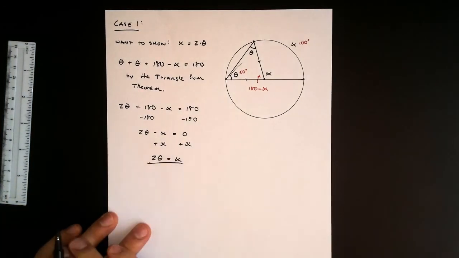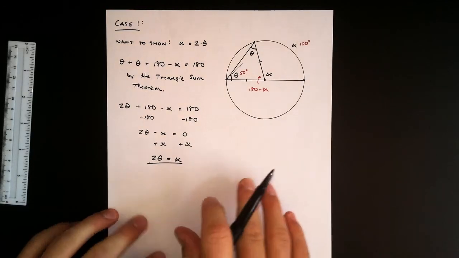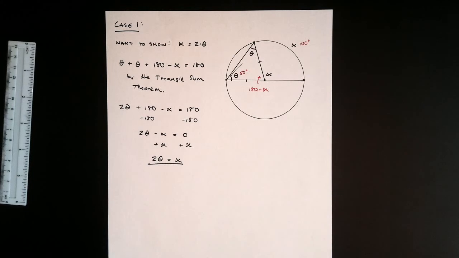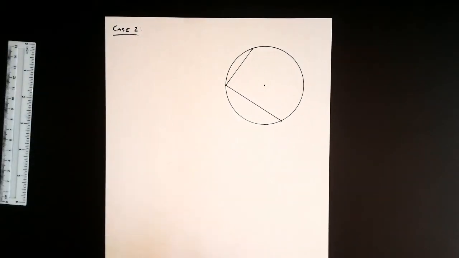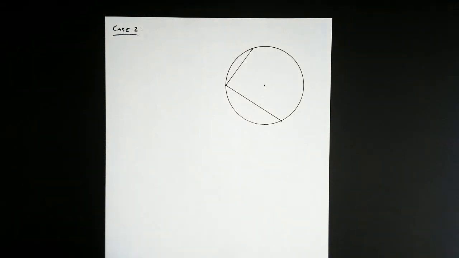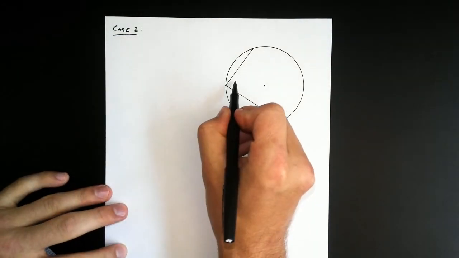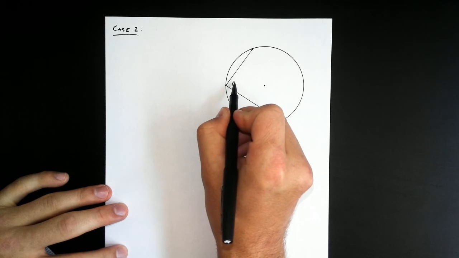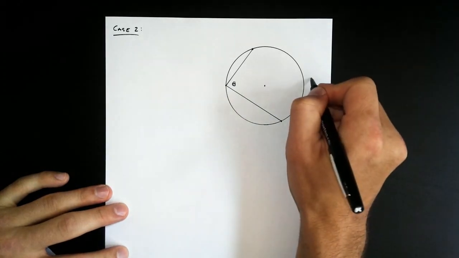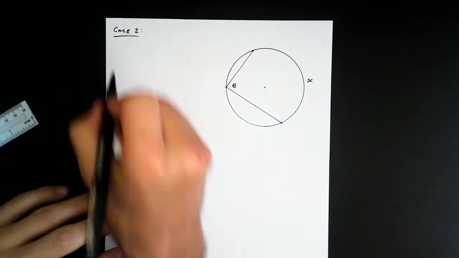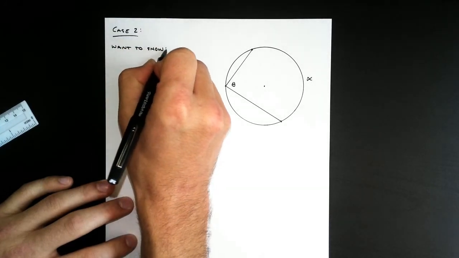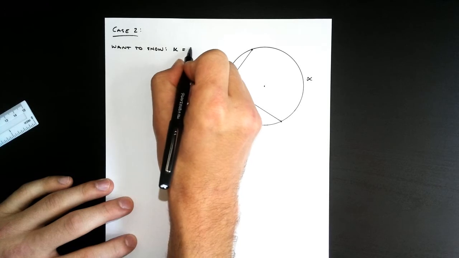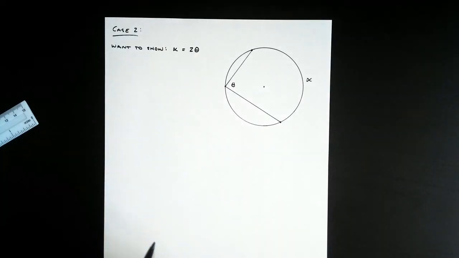We ended up with what we wanted to show, and we're actually going to use this to help us in our other two cases. So we have already justified this one. So let's move on to case 2, which is where the center of the circle is in the inscribed angle. So again, I'm going to label. So let's say that this is theta, and then our arc, we'll call that alpha. And still, we want to show that alpha is equal to 2 times whatever theta is.